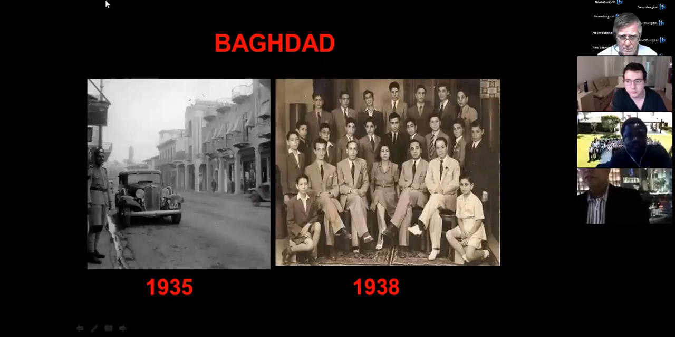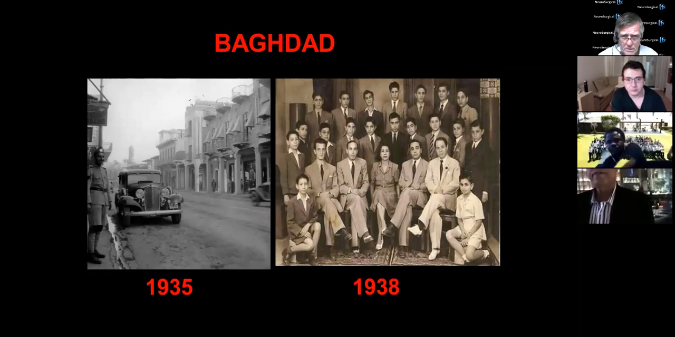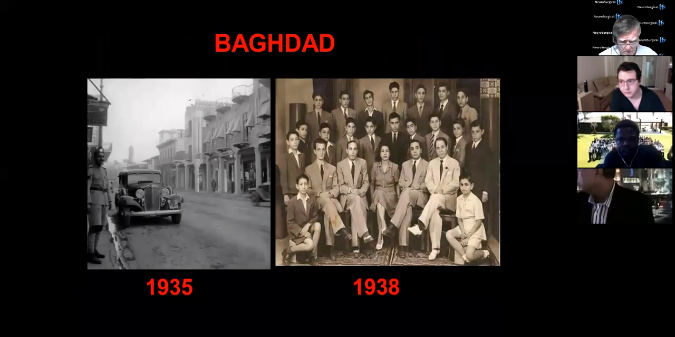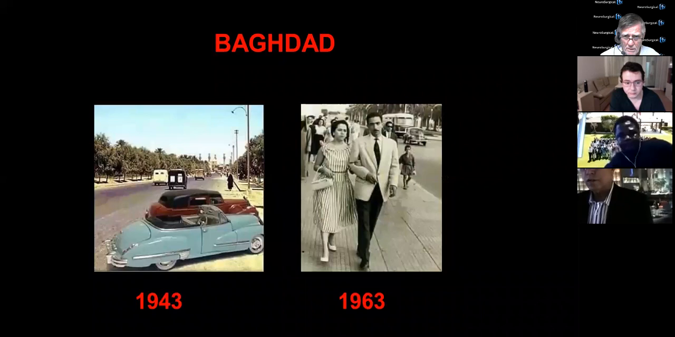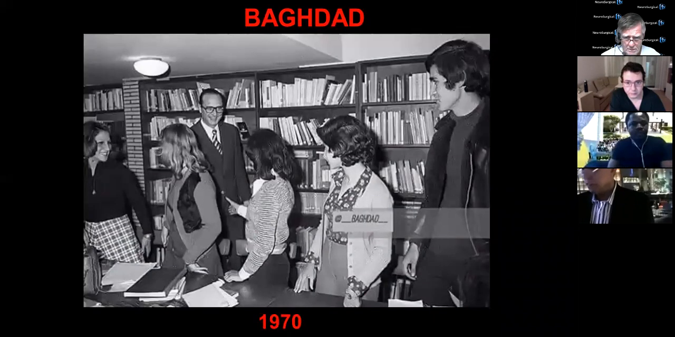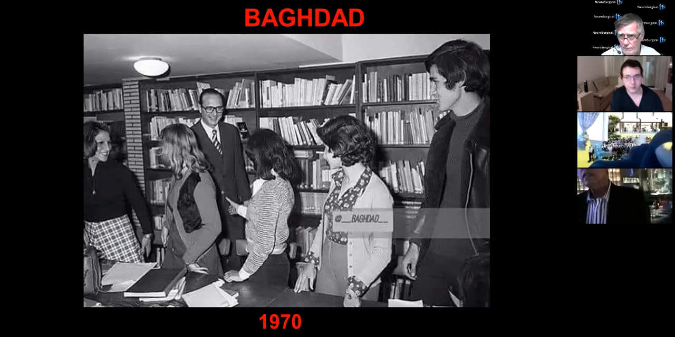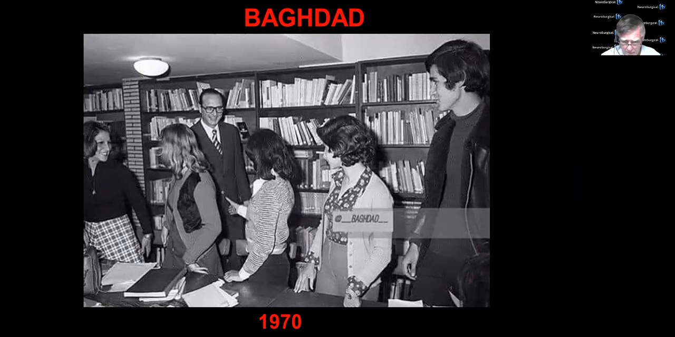I thought of putting this picture from Baghdad, Iraq. That's 1935, 1938. A group of students with their teachers. An ordinary street in Baghdad, 43-63. And this is Monsieur Chirac, who was then the Prime Minister of France, visiting the main library in Baghdad. Baghdad and Iraq is a great country, great nation.